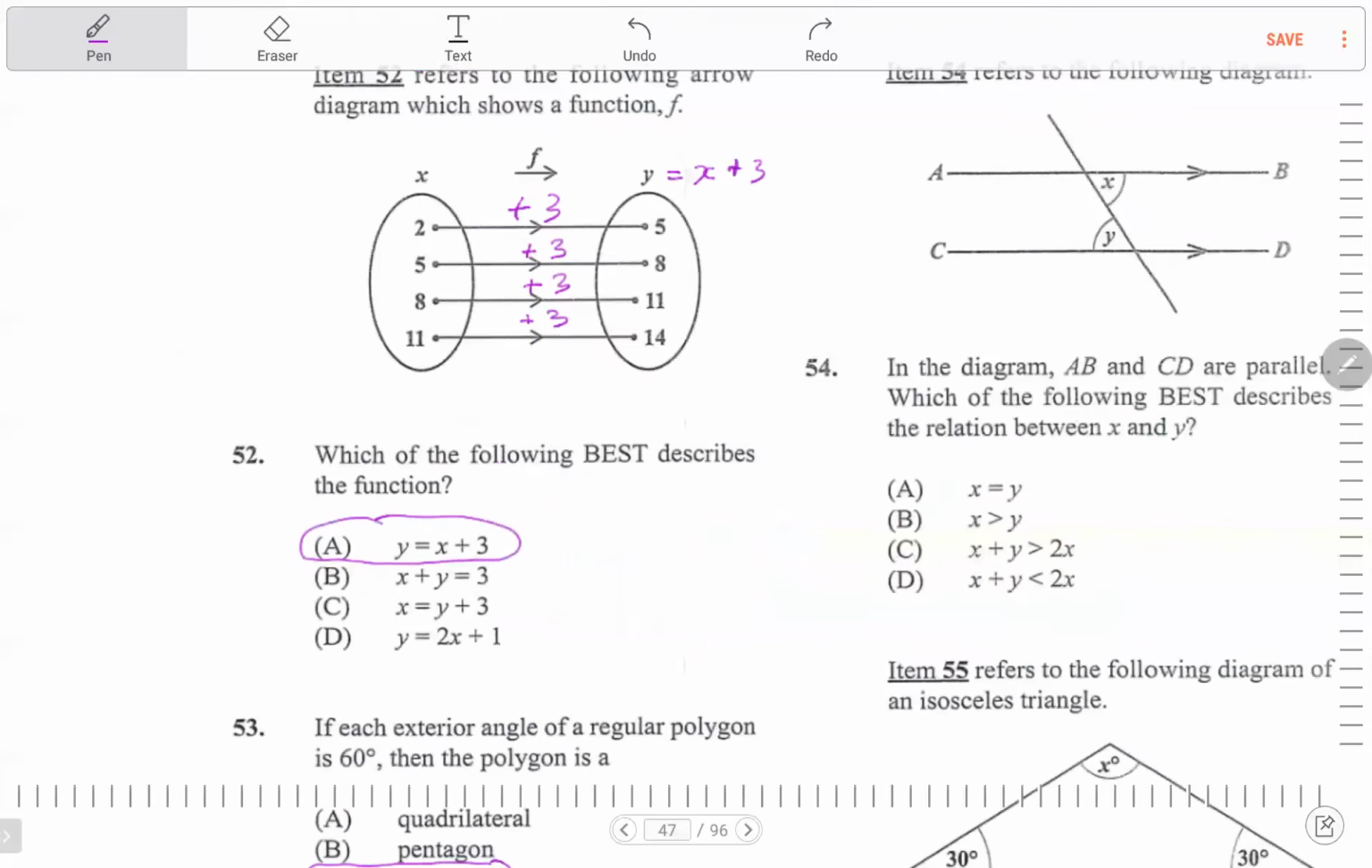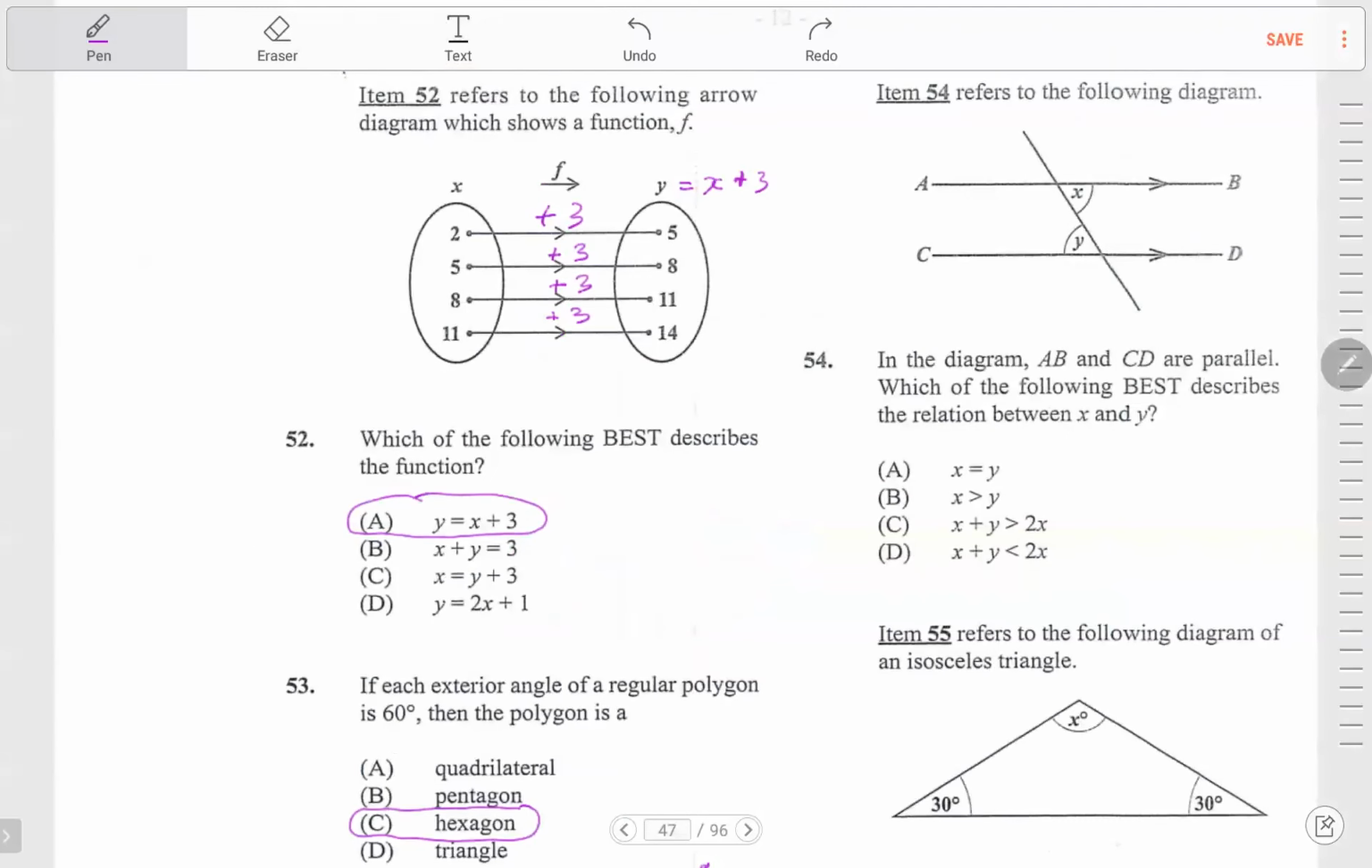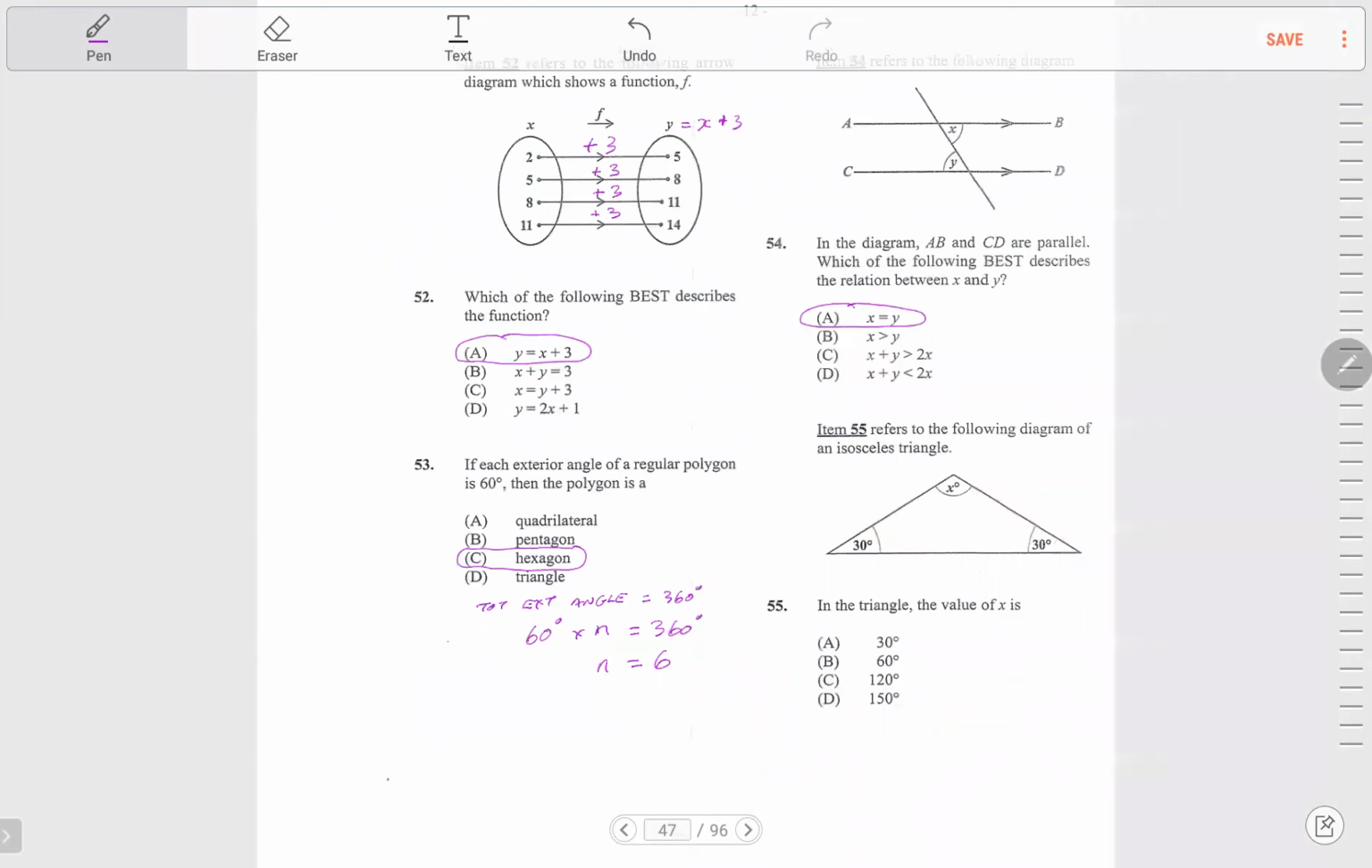Number 54. This is our x equals y again, because it's parallel lines, alternate angles. So I explained that already. This one is another question again. The last question they gave us these lines as equal, so it was isosceles. In any case, the angle here is 120 because these two add up to 60, and the total angle is 360, so that angle is 120 degrees.